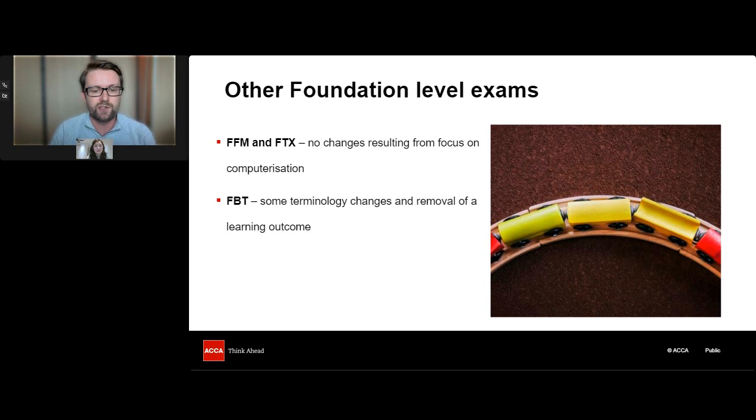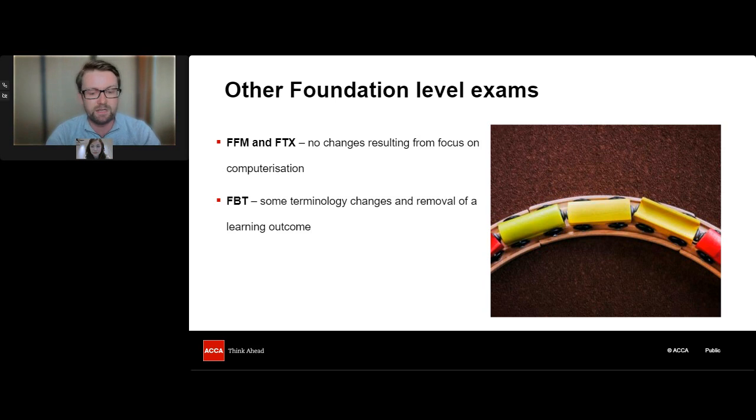Just another final mention on some other foundation level exams. As I mentioned earlier, the biggest impact of these changes is directly related to the FA1, FA2 and FFA exams, with some follow-on impact into other exams at the foundation level and leading into AA, audit and assurance, due to the assumed knowledge required from FA. For FFM and FTX, there have been no changes to the syllabus for these exams resulting from the focus on computerization. For FBT, there have been some terminology changes, and the removal of a learning outcome related to the benefits and limitations of manual and automated financial systems.